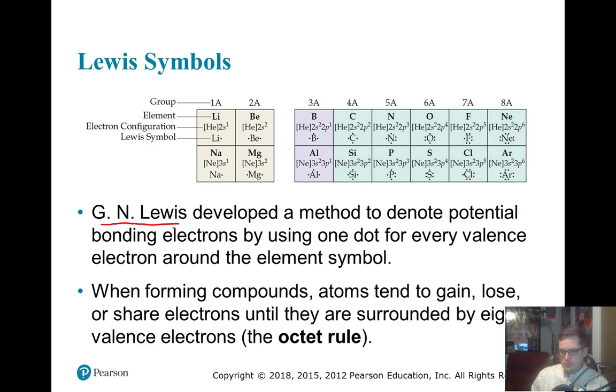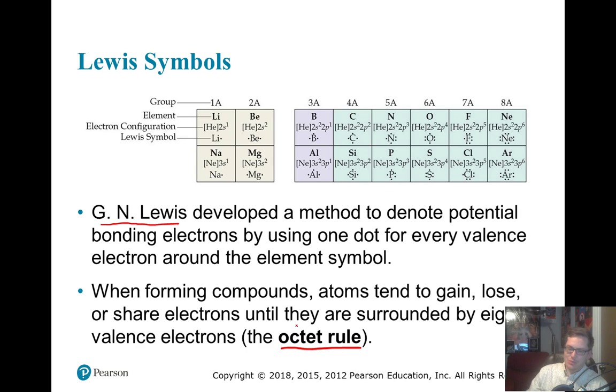Now, when forming compounds, this is an important rule that we focused on a lot in Chem 1, but it's actually a sneezing tree. Not kind of, it's one of the biggest sneezing trees in all of Chem 1. Atoms tend to gain, lose, or share electrons until they are surrounded by 8 valence electrons, and this is often referred to as the octet rule. The problem is that, as you've probably realized, there are a lot of exceptions to the octet rule. That's because it's not really much of a rule. It's more like a guideline.